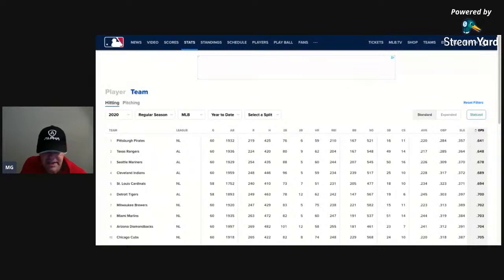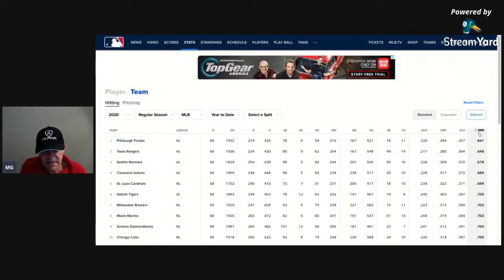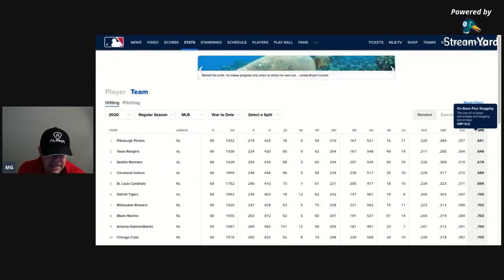Now, OPS, if you look over here at the far right, OPS is a stat, it's on base plus slugging, which is what it means. It's going to take into account on base percentage plus slugging, and that accounts for the home runs. And if you watch me for any length of time here in the last couple of years, baseball is a hitting league, specifically a home run league. They don't play small ball.